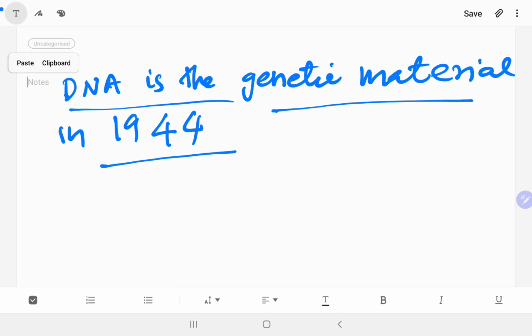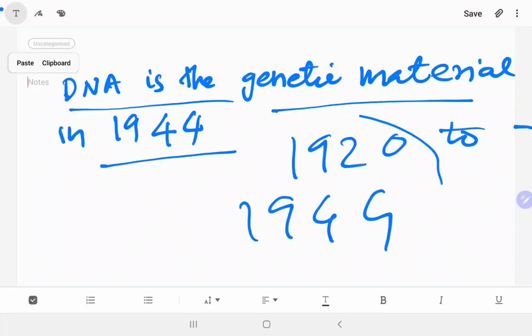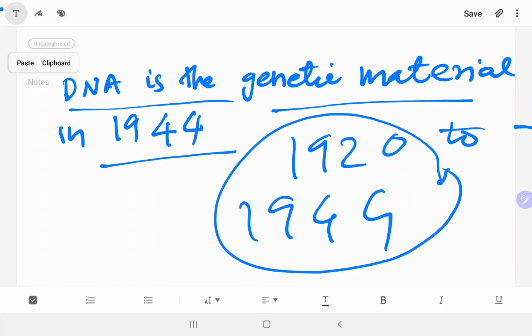In the previous class I had discussed an experiment by Frederick Griffith. He was doing an experiment on the pathogenicity of Streptococcus pneumoniae. While doing that experiment, he discovered that something is transferring from S strain to R strain to make R strain virulent. From 1920 to 1944, during this period, the scientists thought that the transforming principle is the polysaccharide coat.